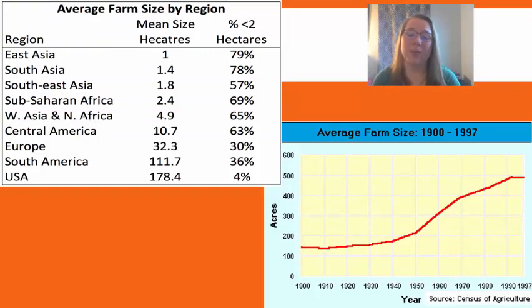Now, if we look at this graph, back in 1900, the average farm size was about 150 acres. And by the year 1997, that was all the way up to 500 acres. If we look at the average farm size today, it's even larger. And again, these small-scale mom-and-pop farms are just not able to compete with these larger operations. If you compare the United States to other parts of the world, and again, this table is in hectares instead of acres, you can still clearly see the trend that the average farm size in the United States is quite a bit bigger than anywhere else in the world.